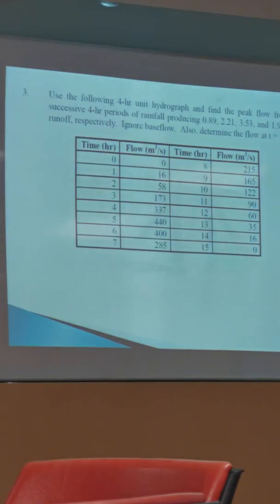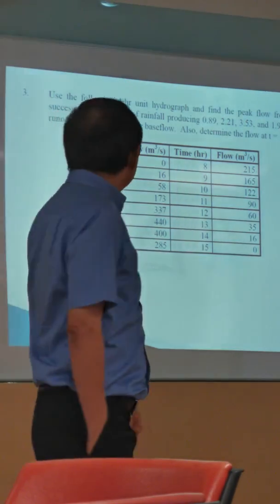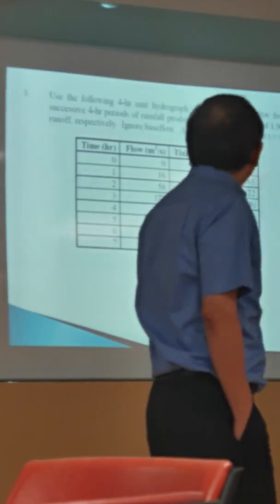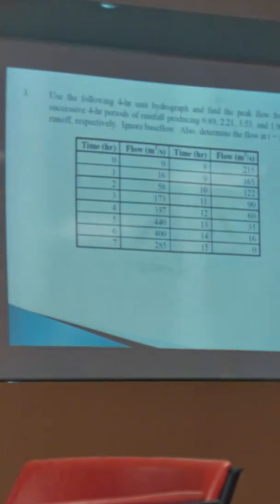Just follow those numbers, equations that Mr. Snyder derived. Alright, use the following 4-hour unit hydrograph. This is a 4-hour unit hydrograph, and find the peak flow from 4 successive 4-hour periods of rainfall, producing 0.89, 2.21, 3.53, 1.96 centimeter of runoff, respectively. So how long is the rain? From the beginning to the end of the rain, how long?